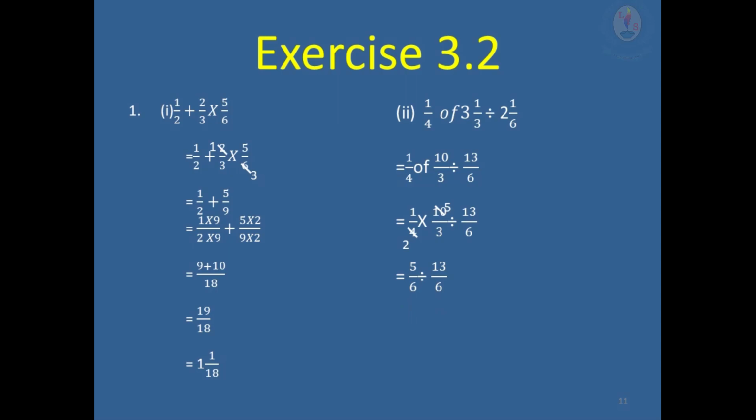5 over 6 divided by 13 over 6. Now multiply 5 over 6 by the reciprocal of the second fraction. We can write 5 over 6 multiplied by 6 over 13. We can cancel out 6 and 6. Then the final answer is 5 over 13.